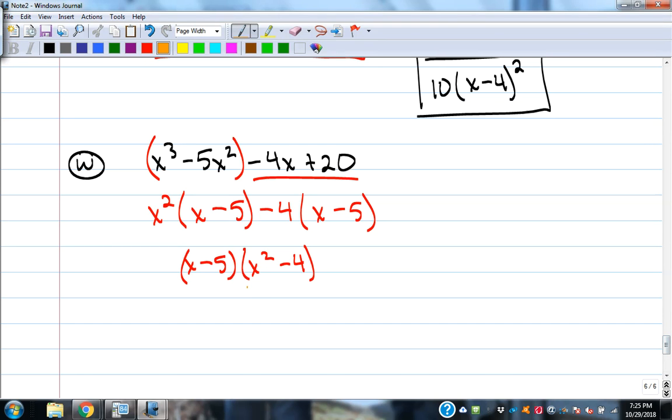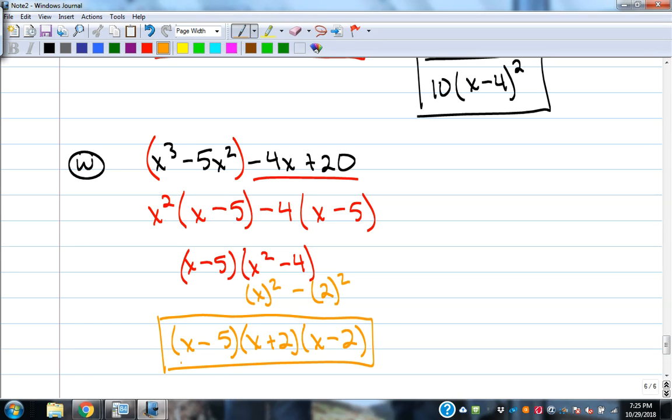So what does x squared minus 4 factor into? It's x squared minus 2 squared. So that's x plus 2, x minus 2. And then we still have the x minus 5 that we started with. There is the factored form for that one. We've employed all of the rules of factoring. Mix that in. Deep breath.